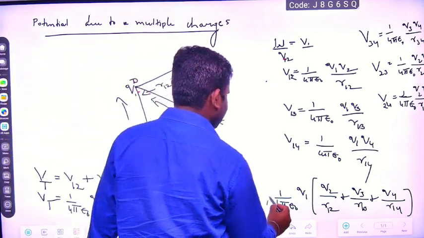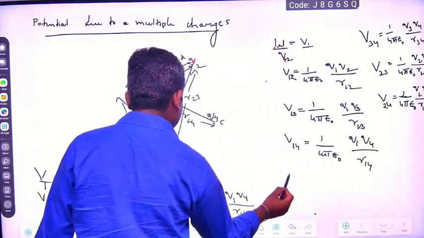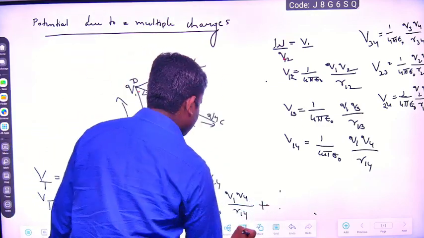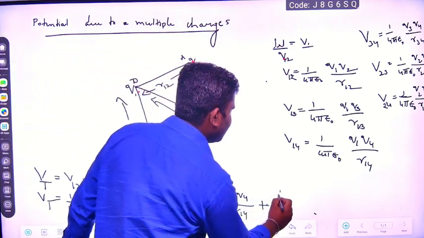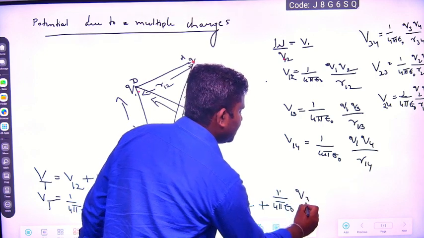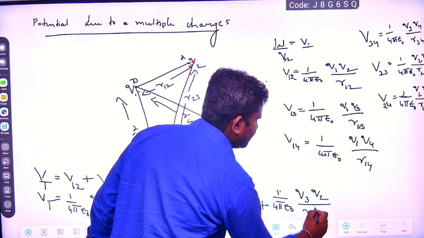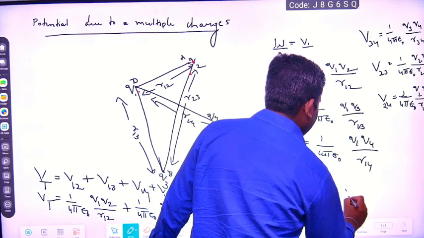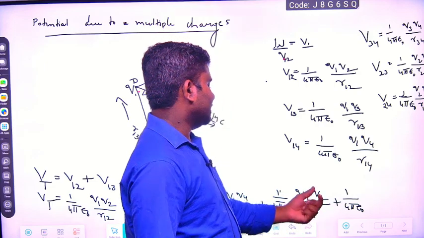I will erase this. Just see. I will add this here, right? Which one I want to add? 3, 2. Till 1, 4 I added. 3, 2 I want to add. So 1 by 4 pi epsilon naught Q3 Q2 by R23 or R32. Since it is a scalar, no direction. Next, 1 by 4 pi epsilon naught Q3 Q2 by R23, done, right?